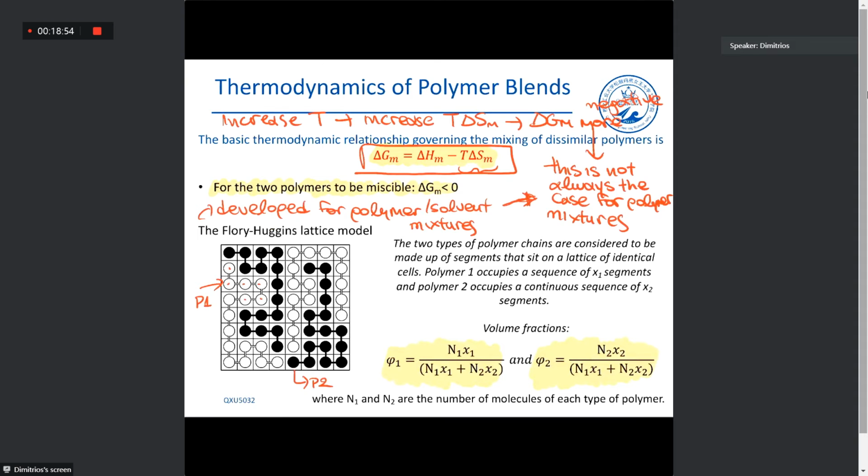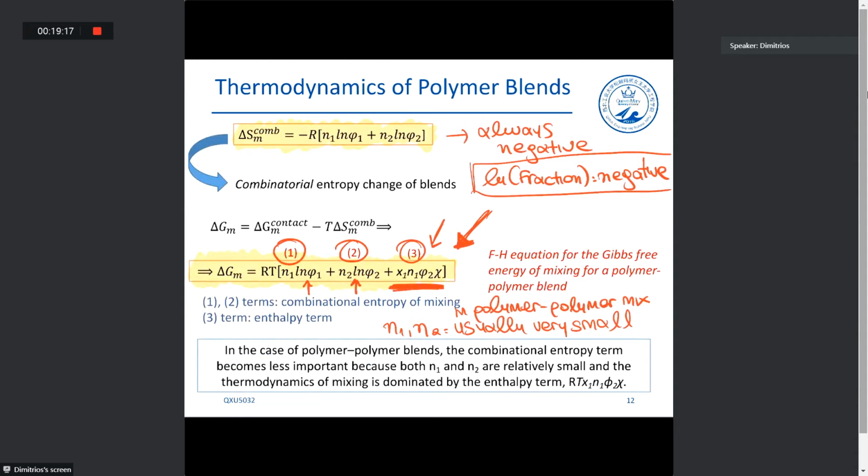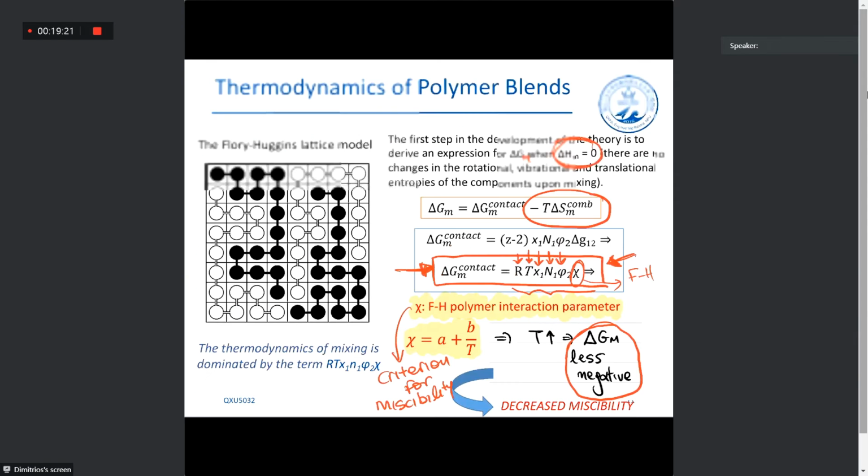We also talked a bit about the thermodynamics of polymer blends, and we said about the Flory-Huggins lattice model, which is not very accurate because it was initially developed for solutions, okay? But we also use an adaptation of it for polymer blends. Anyway, the most important part that I want you to remember from this is the Flory-Huggins equation, okay? And the Flory-Huggins interaction parameter, we will talk about it today as well.